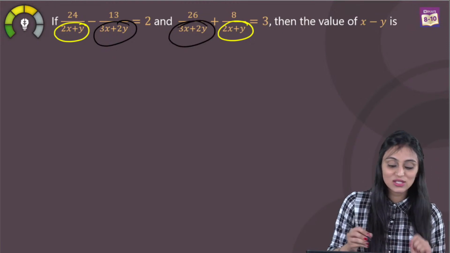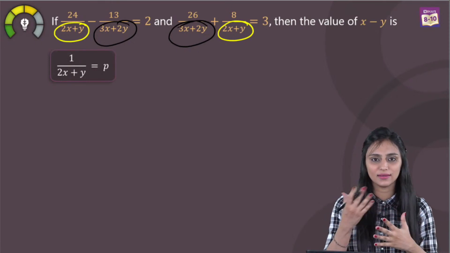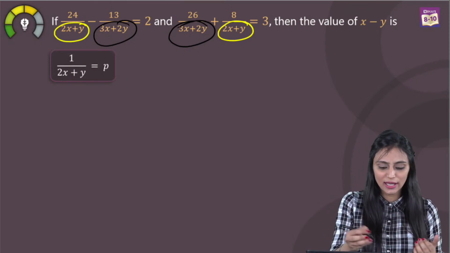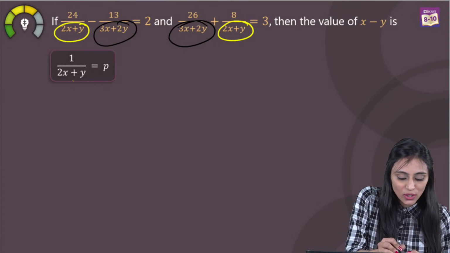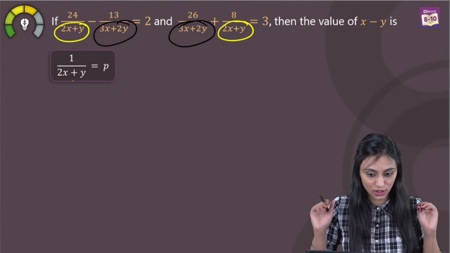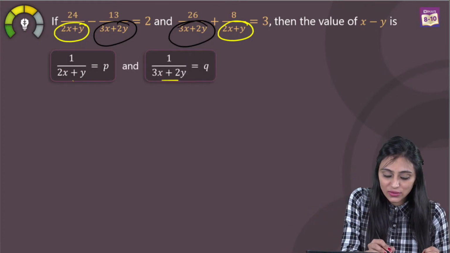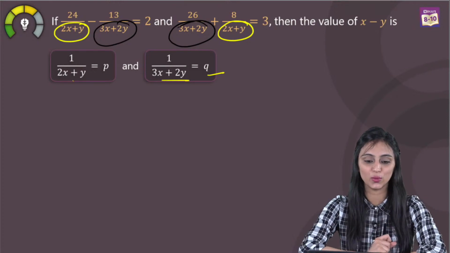So in questions like this, what we do is, you should always assume 1 upon... if nothing is in the numerator, they have got different numbers over here. 1 upon 2x plus y, you can assume that as any other variable which is not given in the question, right? Now similarly, I can assume 1 upon 3x plus 2y is equals to q.